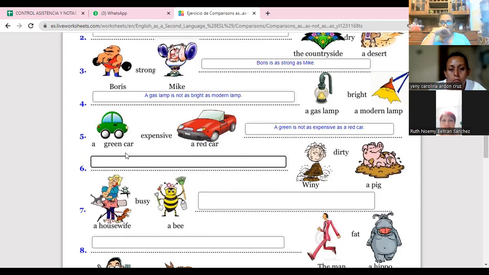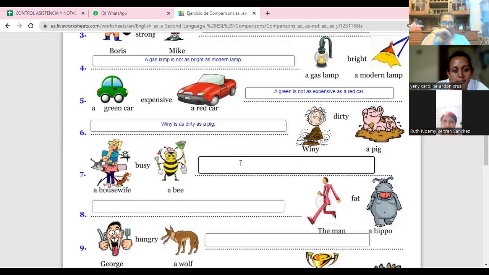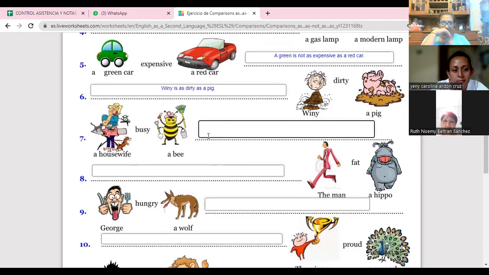Okay. And number six, we have Winnie, Dottie, and a pig. Winnie is as dirty as a pig. Okay, a housewife and a bee, and the adjective is busy. I like this example. A housewife.